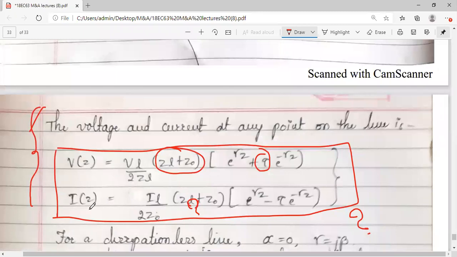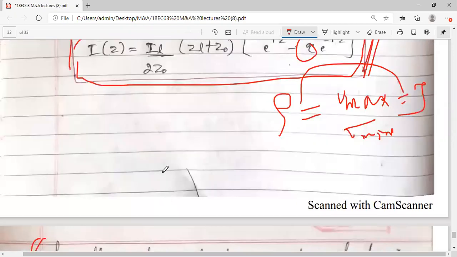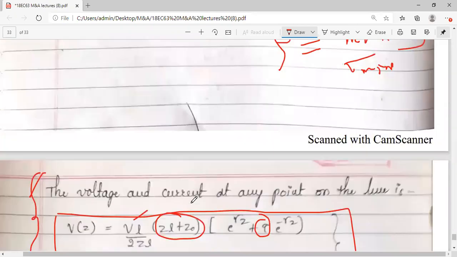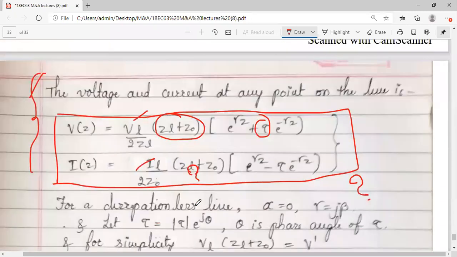We know that V of Z and I of Z is equal to, okay, from where these two equations came, just now I have derived it. These two equations we will take as a reference and we will start solving for the relationship between rho and tau. So in the next class, we will be deriving the relation, and based on that relationship, we will solve a few problems. Okay, thank you so much.